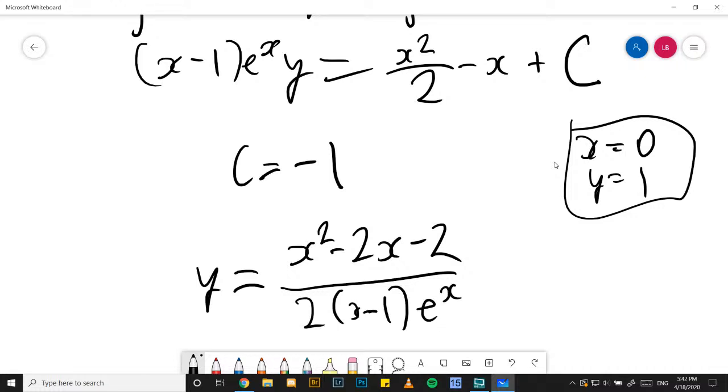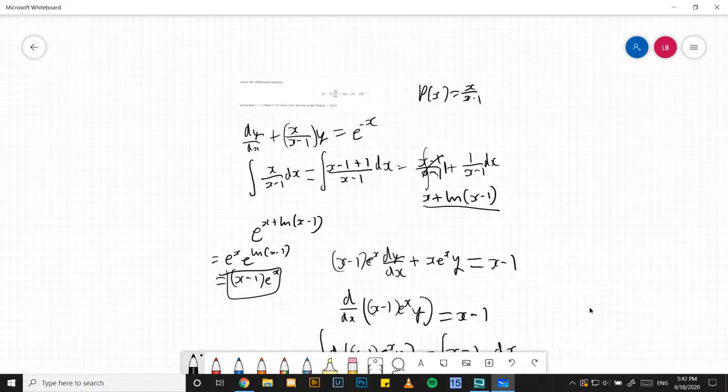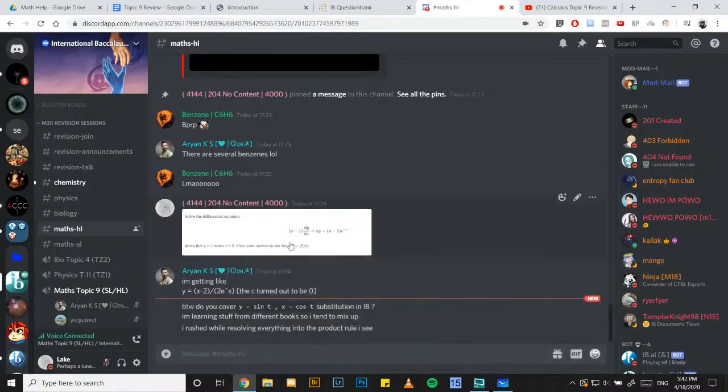I can show you what the entire process is in the marks game, but basically that's how you solve using the integrating factor. But we do cover y equals sine t, x equals cosine t substitution in IB. I'm learning stuff from different books, so I tend to mix it up. Yes, this is one more thing that you learn in IB.